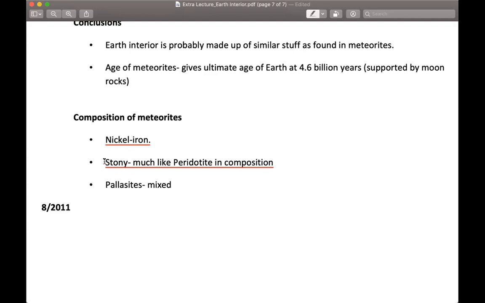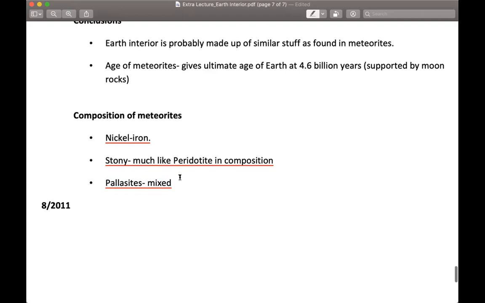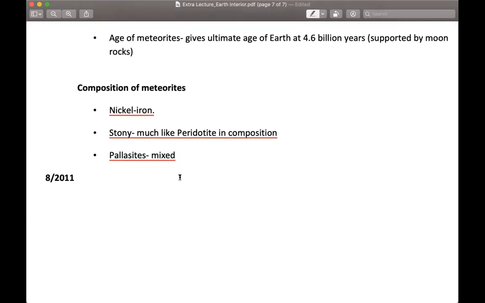Peridotite, olivine rich composition. And some other varieties are also there. There is mixed type. So mixed type means both iron, nickel, and stony. So it's more or less like our Earth's composition, this mixed type. So these are the varieties that you can find in meteorites. Even in some places on the Earth's surface, people find them very rarely, right?